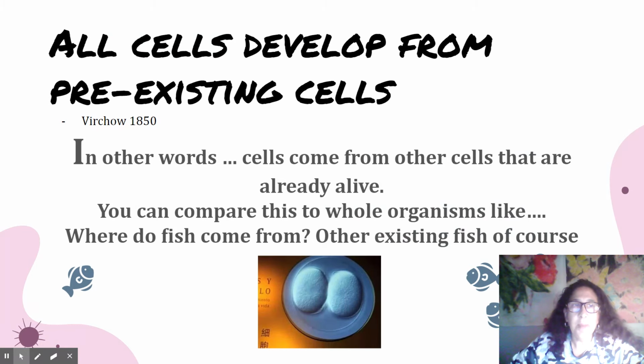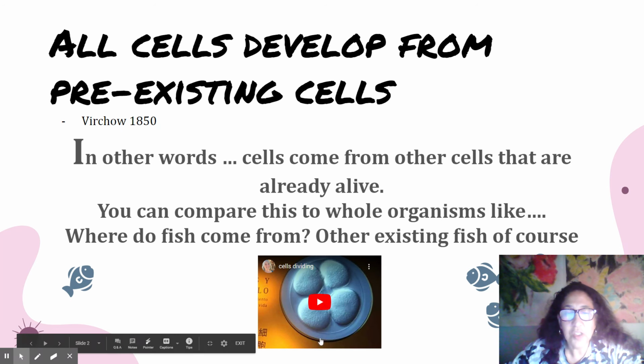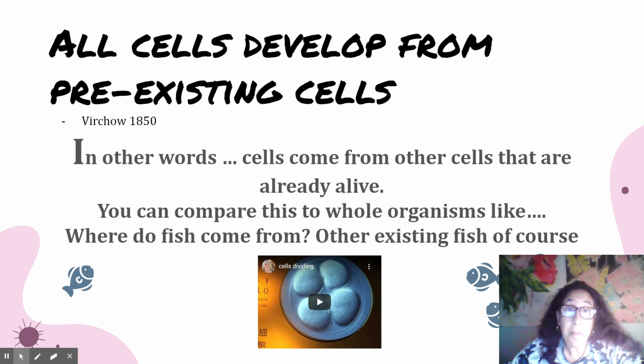So the first thing we talked about was that all cells develop from pre-existing cells. In other words, cells come from other cells. And if you compare this to living organisms, tomato plants come from other tomato plants. Fish come from other fish. Cells do the same thing. So we're looking down to the very smallest part of tomato plants or fish, and it's their cells. And again, we learned from Virchow that cells come from other cells, that they just don't magically appear. Make sure you watch this video down at the bottom, and it's really cool showing you cells that are dividing and making more of themselves.